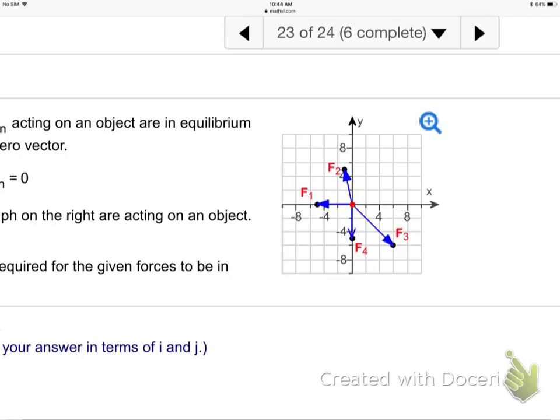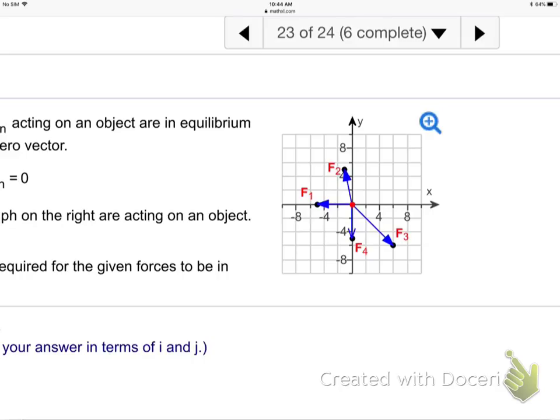All right. So, can you do that? Can you write those forces? Force 2 looks the trickiest. Oh, those units are 2s, aren't they? Notice all the things are 2s. 2, 4, 6, 8. They're all going by 2s.